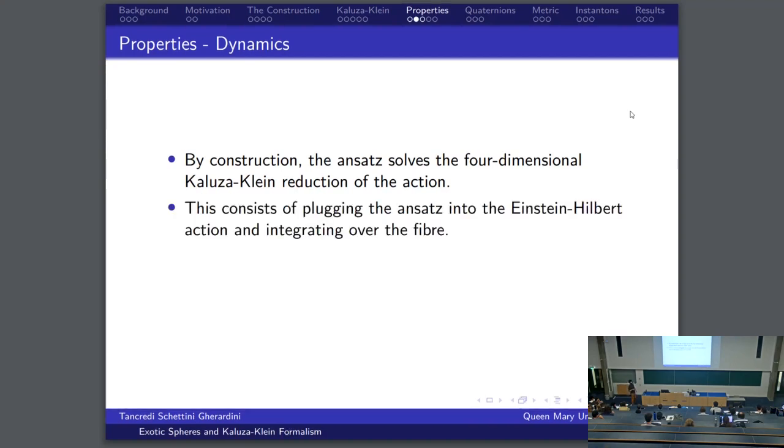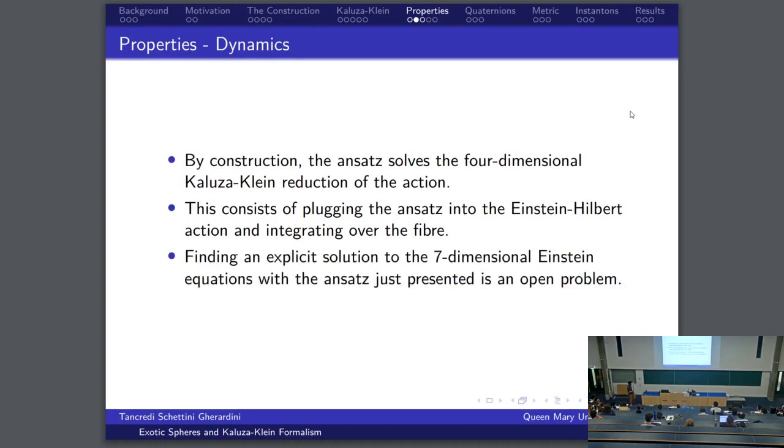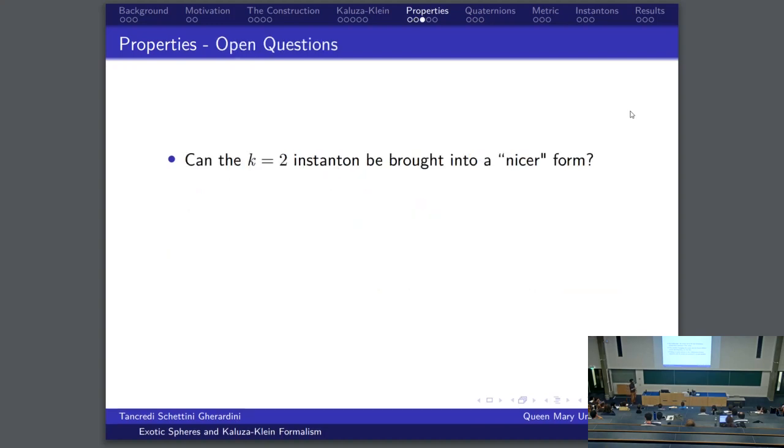By that, I just mean you integrate over the fibers, and what's left solves the Einstein equations in 4D. But solving the whole thing in 7 dimensions is a much more complicated problem, and actually it's an open problem. So we don't know if metrics of the family that I showed you can actually be Einstein or not.